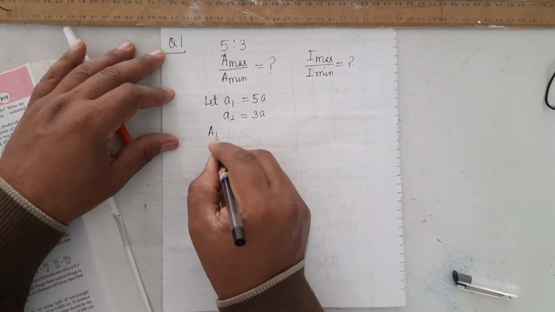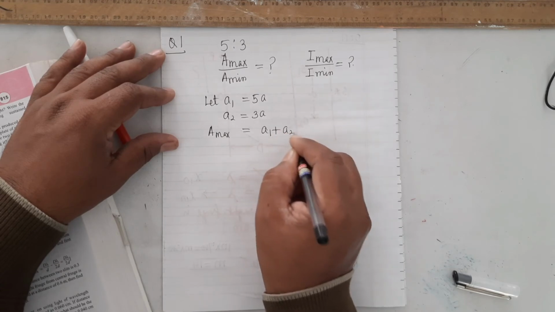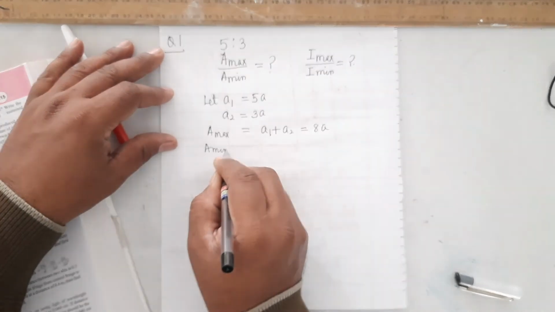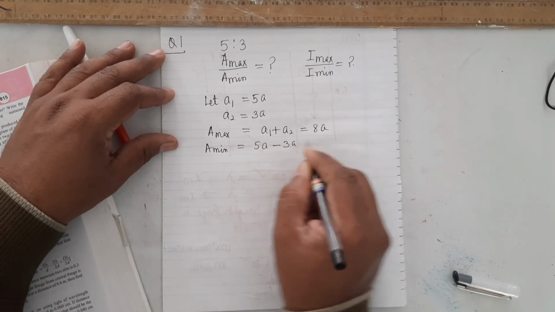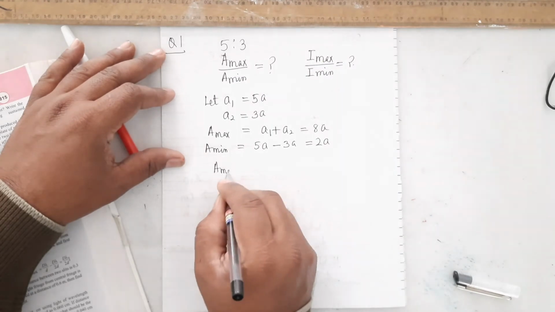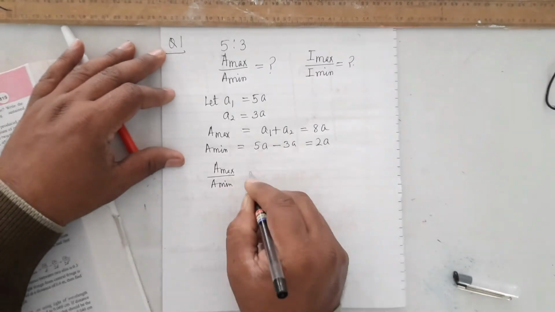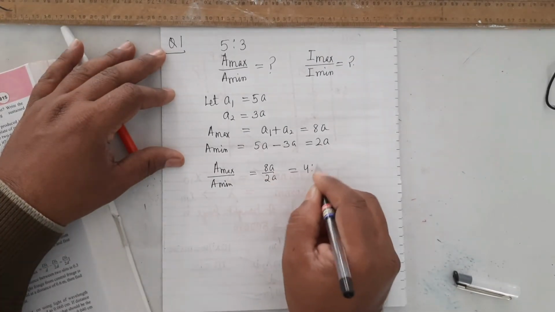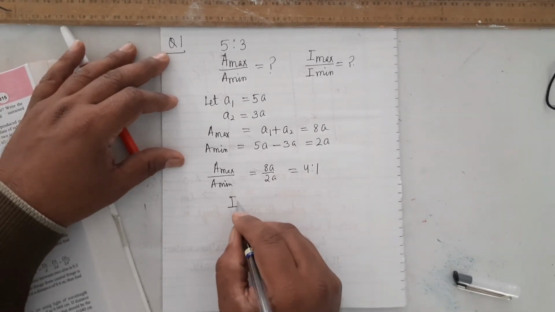Maximum value of amplitude is what? It is equal to A1 plus A2, that is equal to 8A. And minimum value will be the difference of these two, means 5A minus 3A, that is equal to 2A. So what will be A max upon A minimum? If you see, 8A upon 2A, that is 4:1. It will be 4:1.